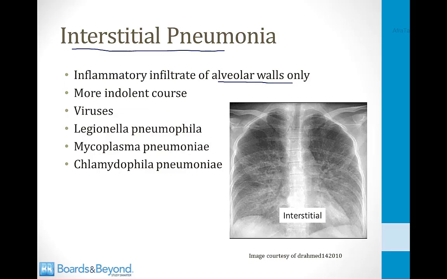The third type of pneumonia is called interstitial pneumonia, and this is where there's an inflammatory infiltrate of the alveolar walls only. And you get a picture like what I've shown in this chest x-ray down here. There's increased whiteness in both lung fields, and it's kind of streaky. You can see little white lines streaking through the lung fields, and that's what you see in interstitial pneumonia.